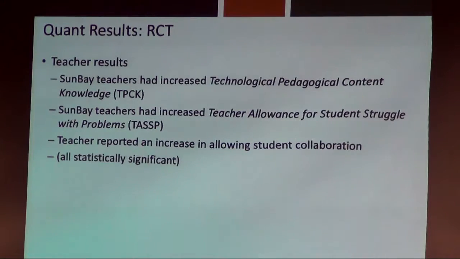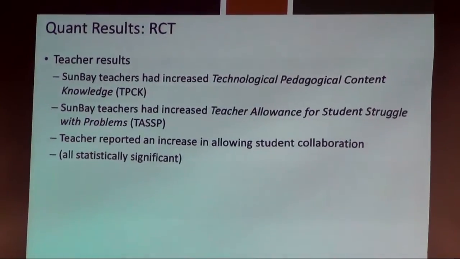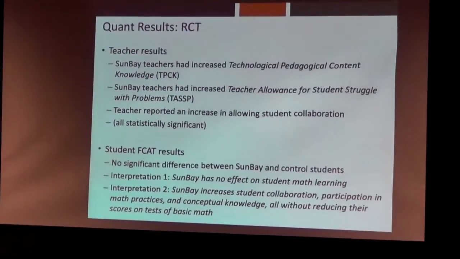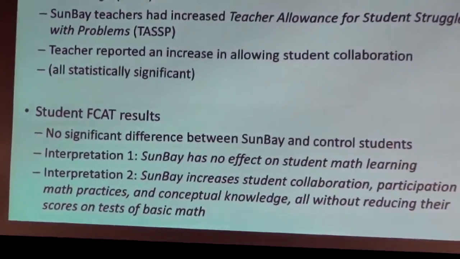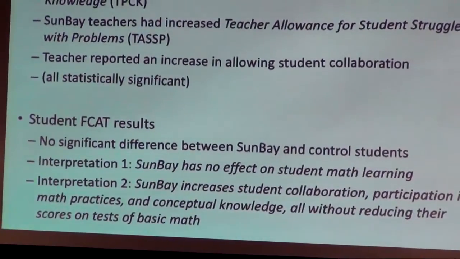And interestingly, teachers reported an increase in student collaboration in another survey that they had, right? And they also reported an increase in student collaboration after SunBay use, right? So SunBay gave them an impetus for collaboration, and then there was more, even beyond the use. And all these were statistically significant, so we're really very excited about that. I mean, in this huge RCT, we statistically significantly increased TPACK, teacher knowledge of student struggle, and teacher willingness for collaboration. The student FCAT results, there was no significant difference between SunBay and control students, right? So there's an interpretation of that that reads as SunBay has no effect on student math learning, right?